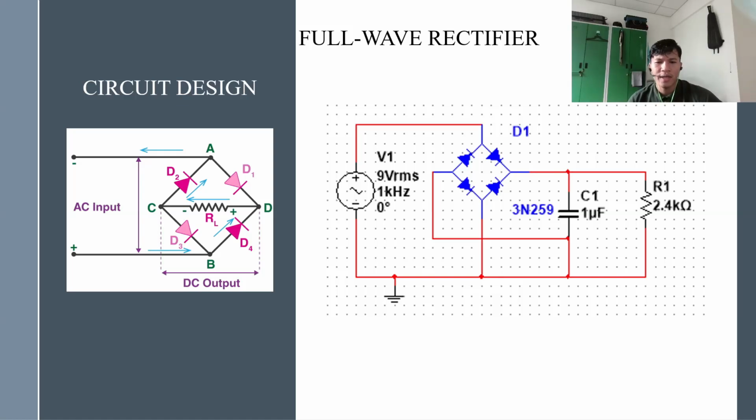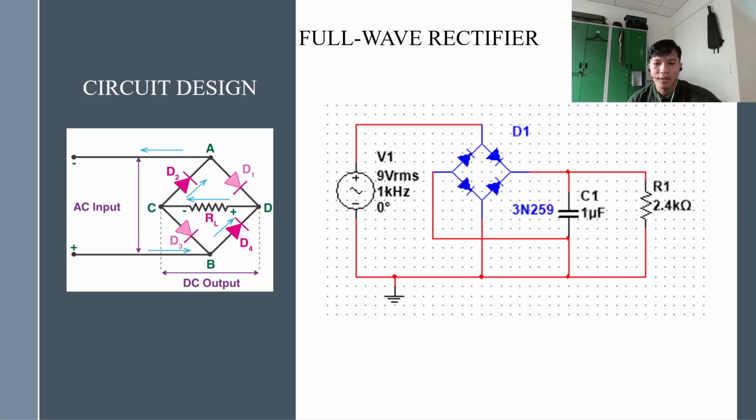As for the operation, at the AC input, the AC voltage source V1 delivers a sinusoidal voltage of 9 volt RMS at 1 kilohertz. As for the rectification process, during the positive half cycle of the AC input, diodes D1 and D3 conduct, allowing current to flow and generating positive voltage across the load resistor. And during the negative half cycle, diodes D2 and D4 conduct, again producing a positive voltage across the load resistor. This results in both halves of the AC waveform being utilized, producing a pulsating DC voltage at the rectifier output.